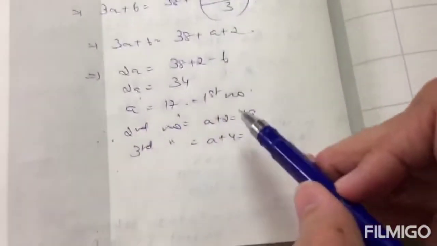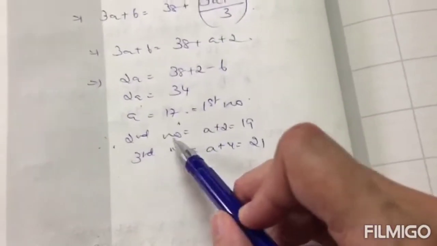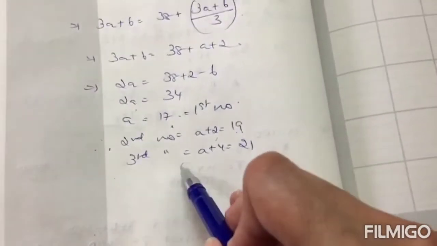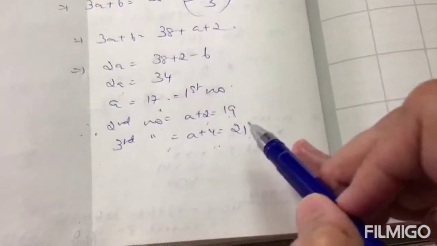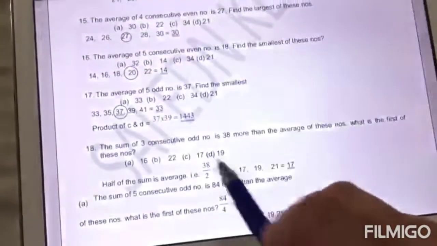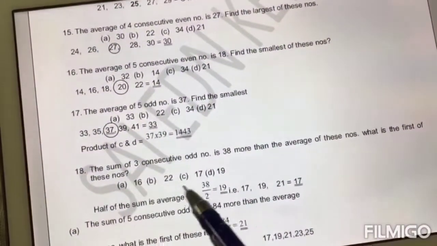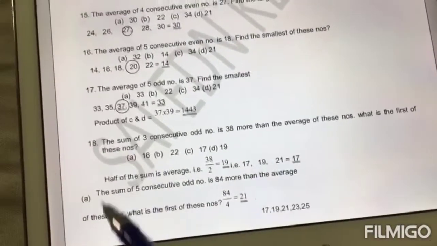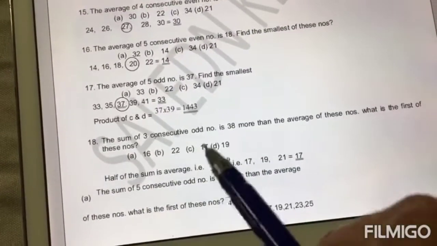Solve for A. You will get 17. What is A? A is the first odd number, so that is 17. Second odd number is A plus 2, which is 17 plus 2, 19. Similarly, third number is A plus 4, which is equal to 21. So the first odd number is equal to 17, which is the correct answer. Part A of this question is also similar.